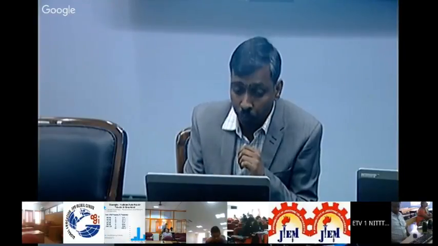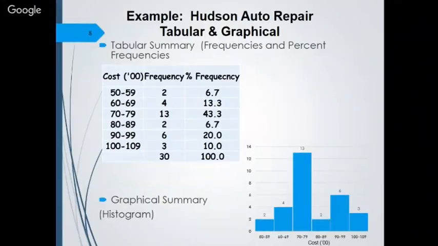So we can explain that 6.7 percent of the total car service costs fall in the group between 50 to 59. Like that, 60 to 69 is 13.3 percent of the total. We can generalize that. So this is the method of presenting data in a tabular form. The next method given below is the graphical method.